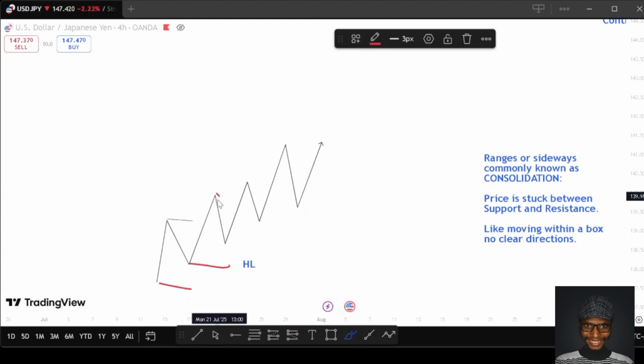This high is higher than this. That's what made price give us a break of structure. Now we call this one higher high, while this one is higher low. So the price is now operating within this range and here. So this is higher high.